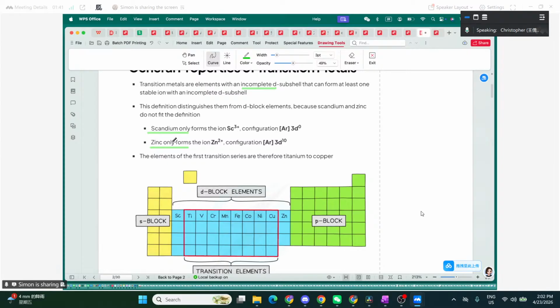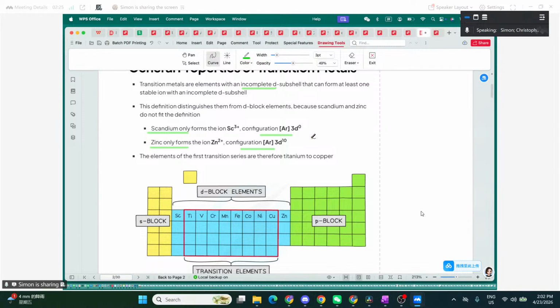Because they have full and empty d subshells. Okay. And after that, we know the configuration is like this, right? And for the transition metal, the basic definition is: elements with an incomplete d subshell, and they can form at least one stable ion with an incomplete d subshell, right? So this is called the transition metal, okay, understand?